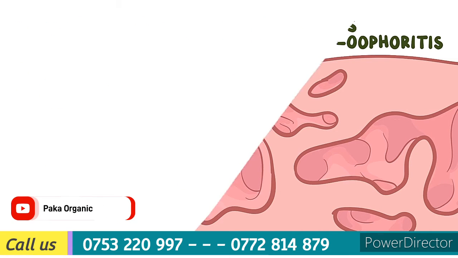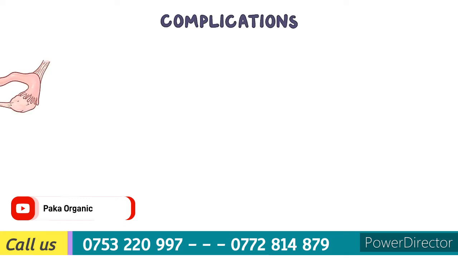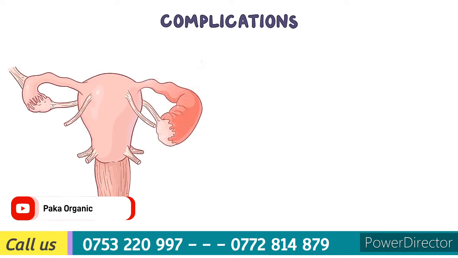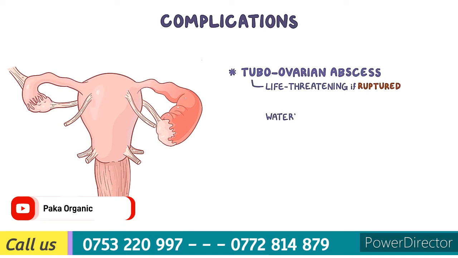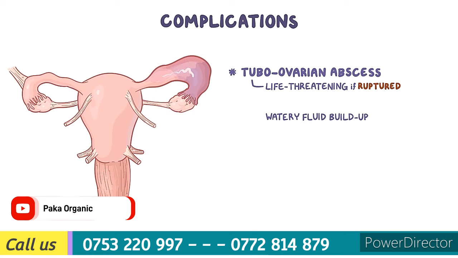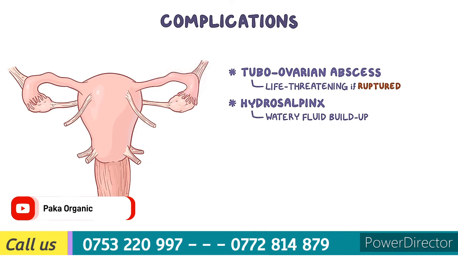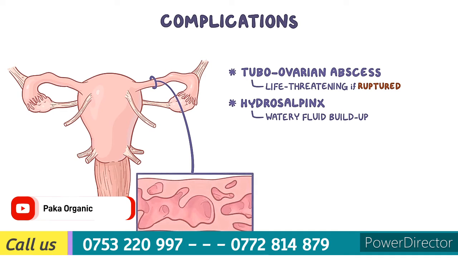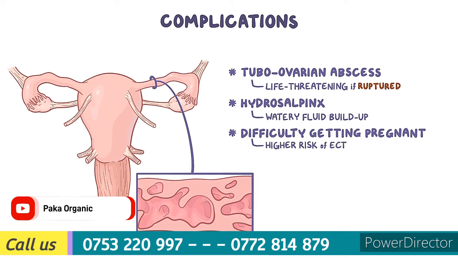This scarring in the fallopian tubes can lead to a number of complications related to PID. If pus builds up in the tube and ovary, it can turn into a tubo-ovarian abscess, which can be life-threatening if it ruptures. If a watery fluid builds up in a pocket created by scar tissue in the tubes, this is called hydrosalpinx, and it can cause the affected area to become swollen. In general, because of the structural damage it creates in the fallopian tubes, individuals who have had PID tend to have more difficulty getting pregnant and have a higher risk of ectopic pregnancy and chronic pelvic pain.